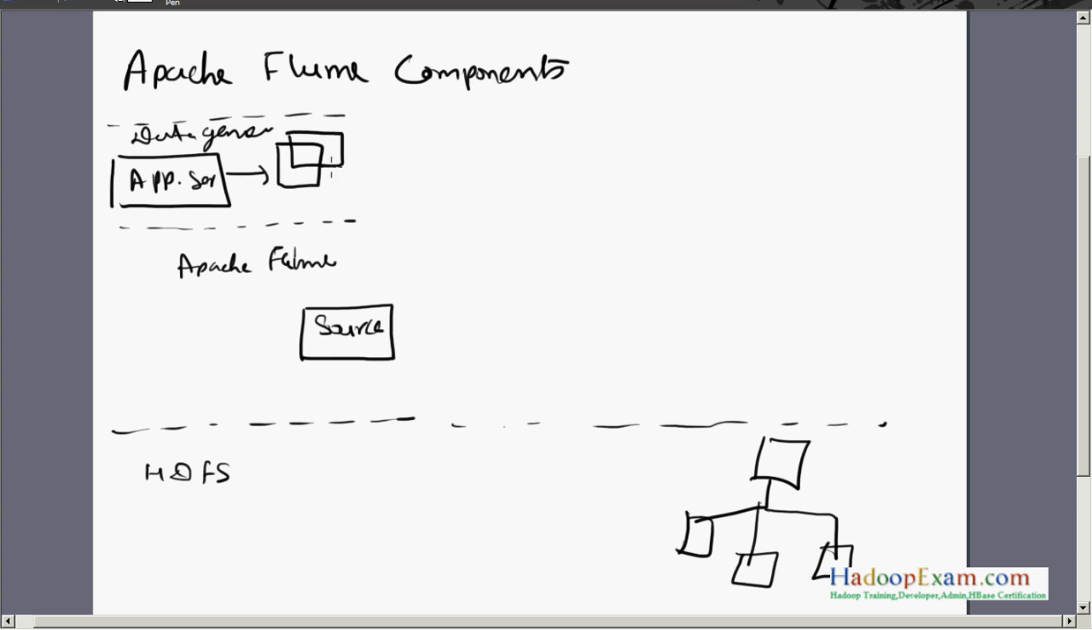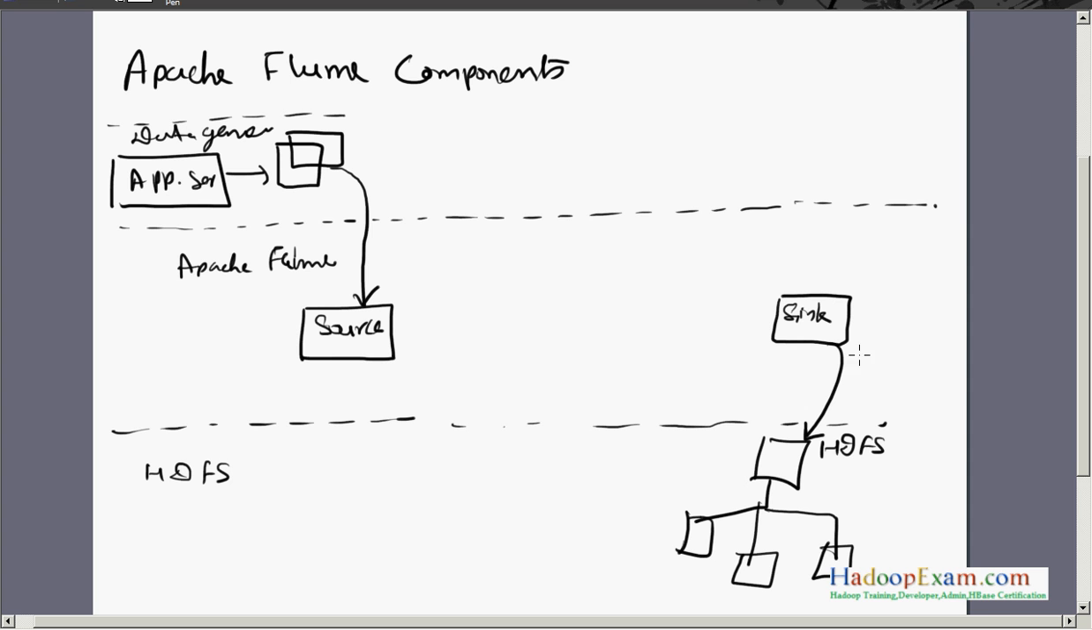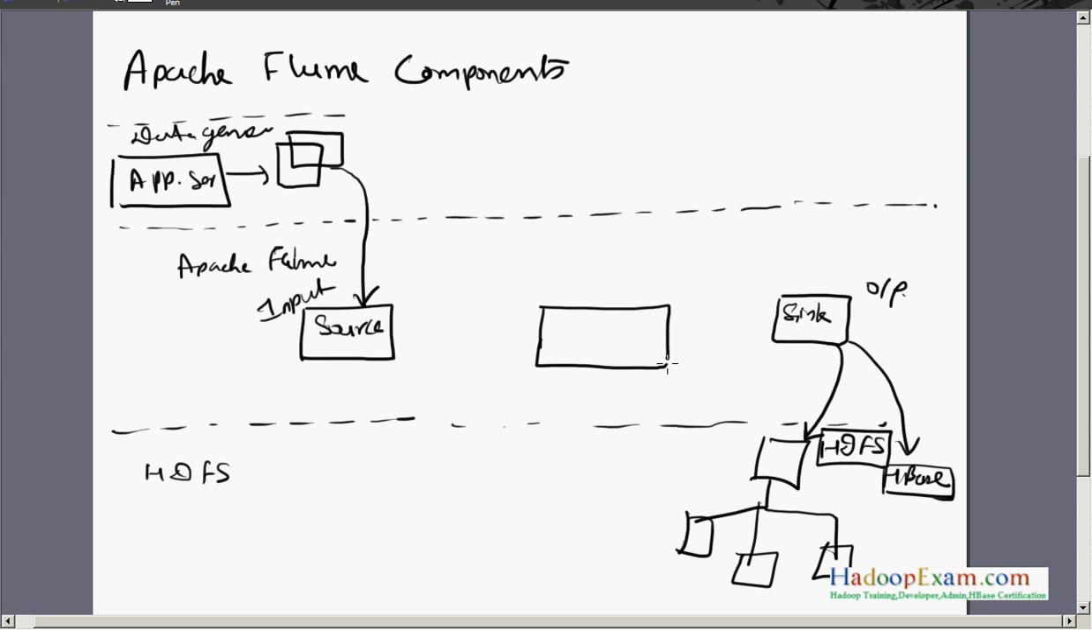The data generated here will first be passed to the source. The source is part of Apache Flume and is the input for Flume. Then the sink writes data to HDFS. It could also write to the HBase database, since HBase is based on HDFS and is supported as well. So the source is the input part, the sink is the output, and in between there is a glue called the channel.